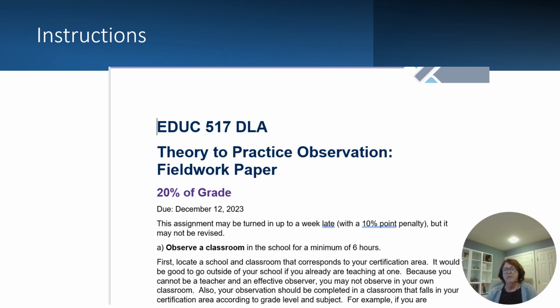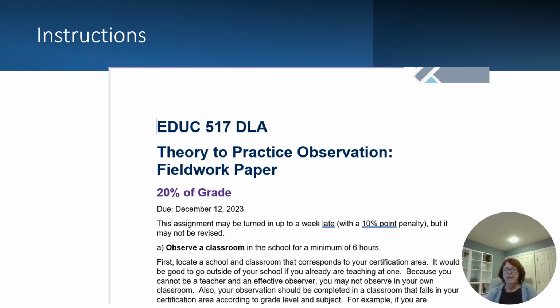First, you're going to need pretty quickly to locate a school and a classroom that corresponds to your certification area. What does that mean? Well, if you're in early childhood, it means that you're going to go into a classroom that could be preschool all the way up to 2nd grade. If you're elementary, it would be 1 to 6, and if you're adolescent, it would be 7 to 12. This is an adolescent classroom primarily, so you're going to be going into a middle school or high school classroom.